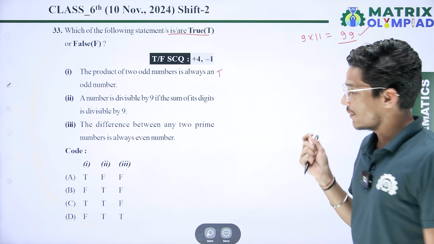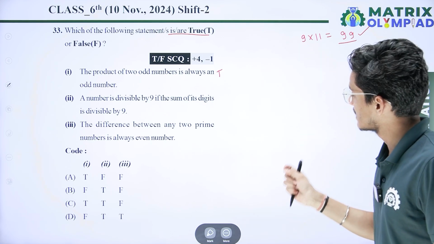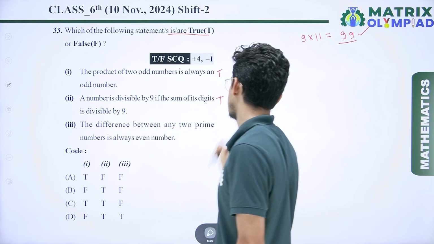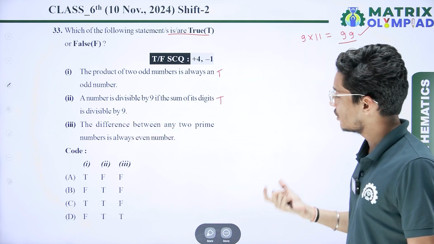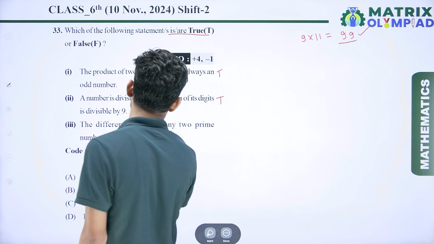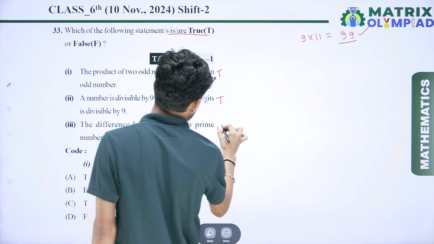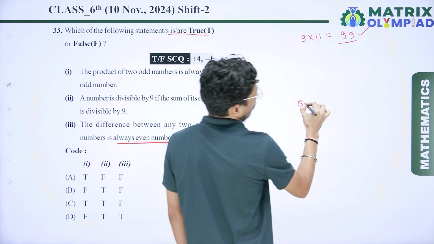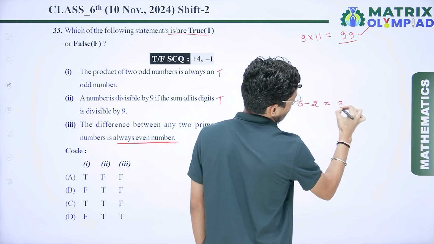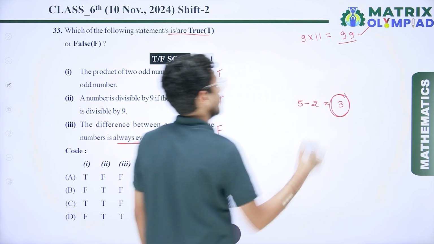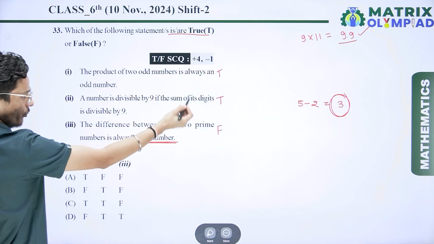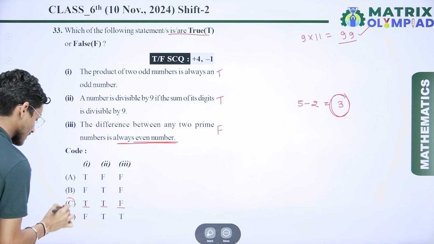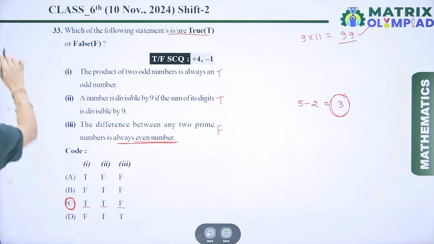A number is divisible by 9 if the sum of its digits is divisible by 9. So I can say that this statement is also true. The difference between any two prime numbers is always an even number. So this one is false, because if we take a prime number that is 5 and if we take a prime number 2, if I subtract here, we get 3 and 3 is an odd number. Okay, so true, true, false. So where is true, true, false? Here option number C is the correct answer.